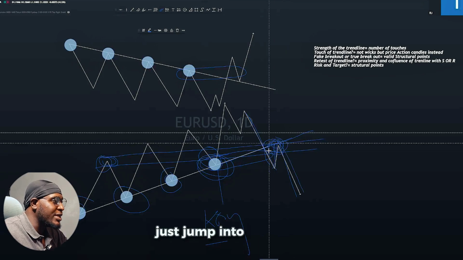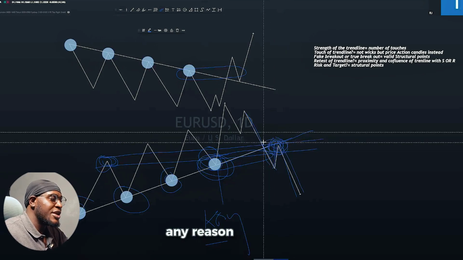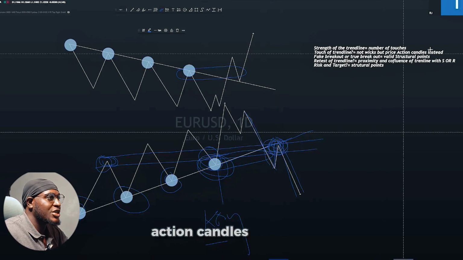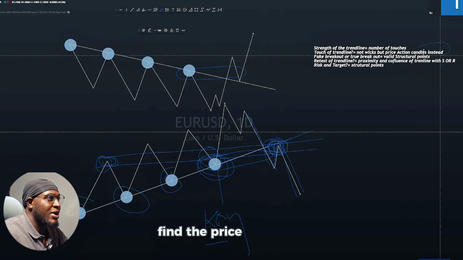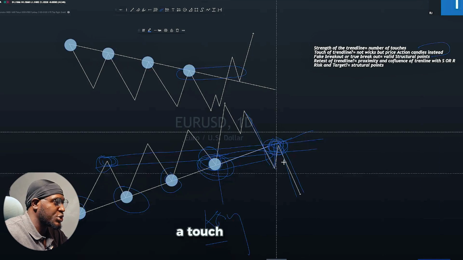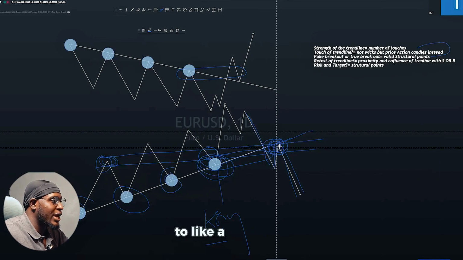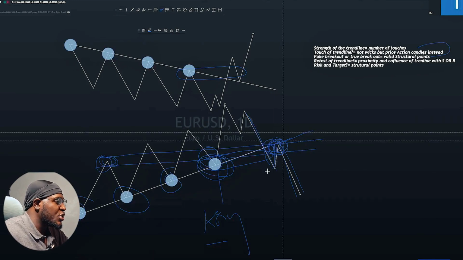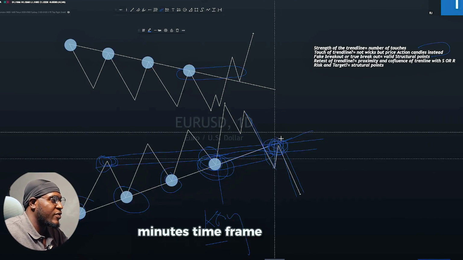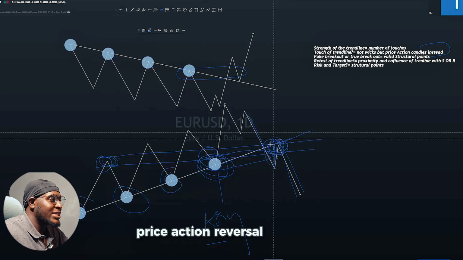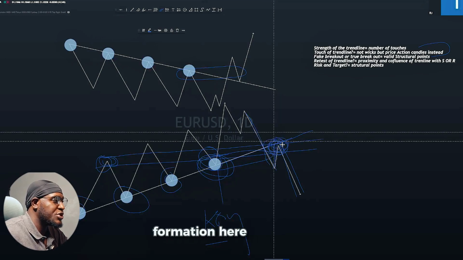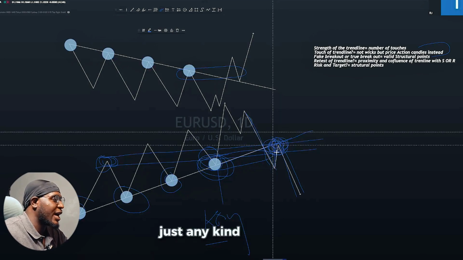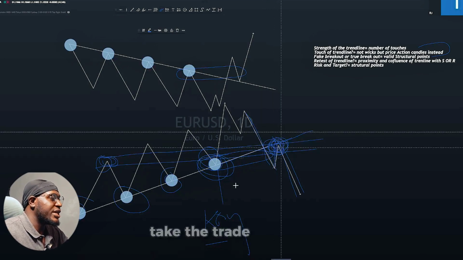Now, do we just jump into the trade without any reason? No, like I said, we also need to find price action candles, not just a touch. So you want to probably go to a lower time frame, assuming this trend line was on a 15 minutes time frame. You want to go probably to the 5 minutes time frame and find some sort of reversal price action candle formation here, or you want to get a shooting star, whatever the case may be, not just any kind of touch. Okay, and then you take the trade.